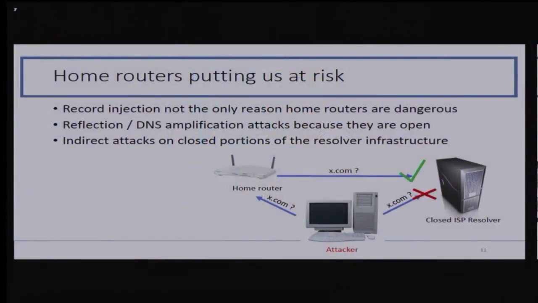As an aside, I'd also like to mention that record injection isn't the only reason why these things could be dangerous. As we've heard many times over, they of course aid reflection or DNS amplification attacks because they're open. But also they expose the closed portion of the resolver infrastructure. If an ISP closes their resolver for security reasons, but the home routers of the ISP's customers remain open, then it'll still be possible for an attacker to discover the ISP's resolver and subsequently attempt to attack it.